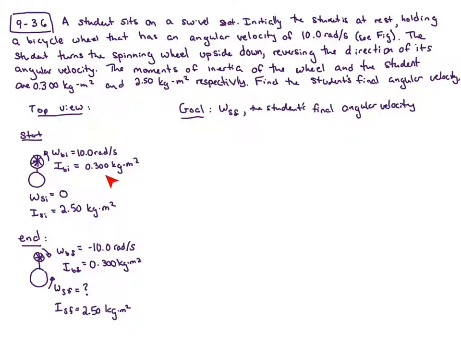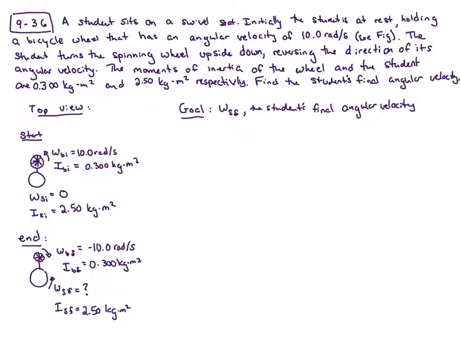I always like to start my analysis and planning with a picture. And here I'm thinking of a top view. This is the student and this is the bicycle tire. And we have the start and end time. So at the start, the student isn't moving, but the bicycle wheel is rotating, and we know its angular velocity and its moment of inertia. And here the student's angular velocity is 0 because they're not spinning. And we know their moment of inertia.